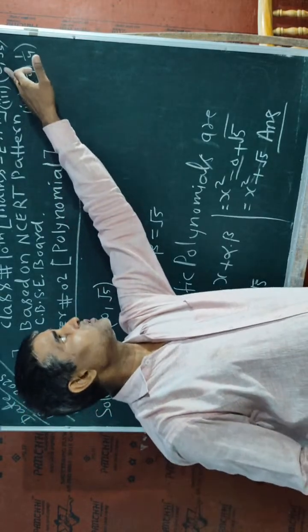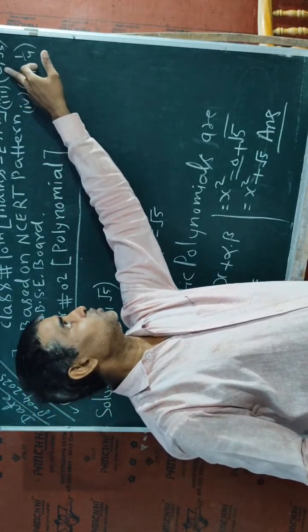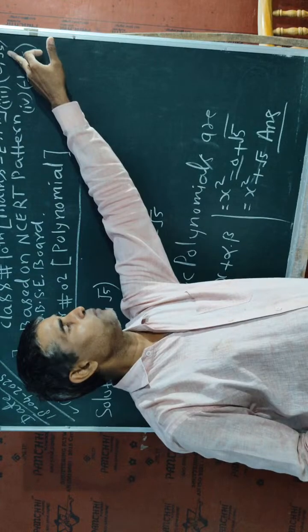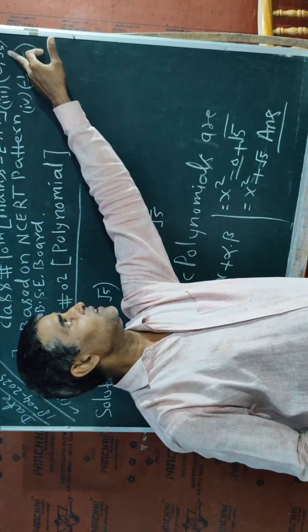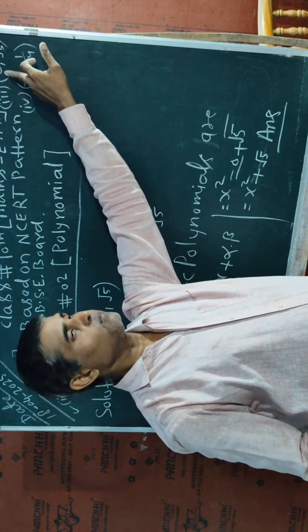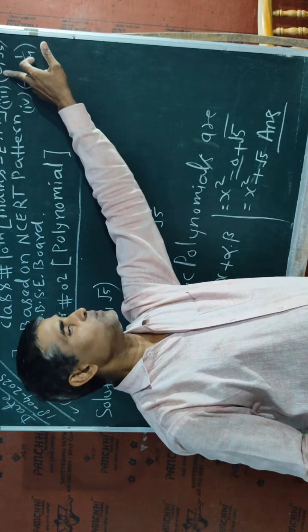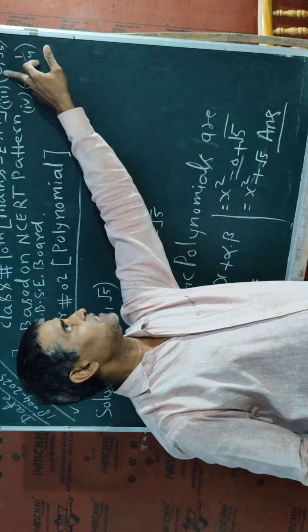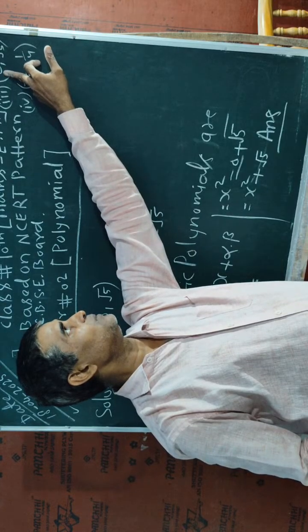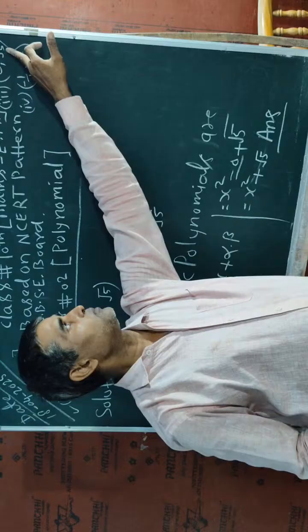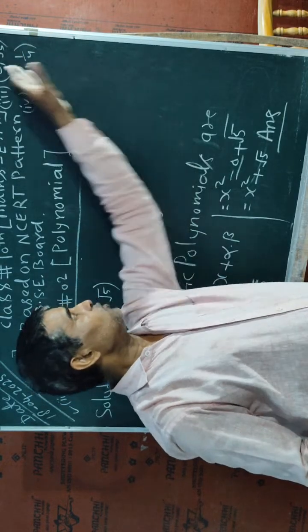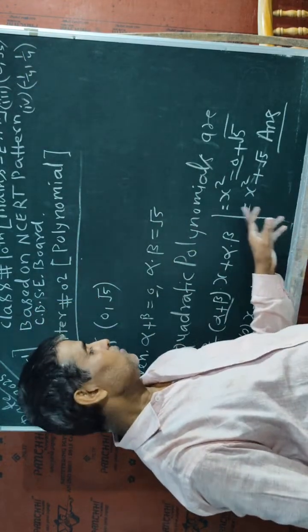The sum of the roots is given 0, and the product of the roots, the product of the zeros, is given root 5. This is the sum of the zeros and this is the product of the zeros. In another question the sum of the roots can be given as this one and the product of the roots can also be given as this one. So you find the quadratic polynomial.